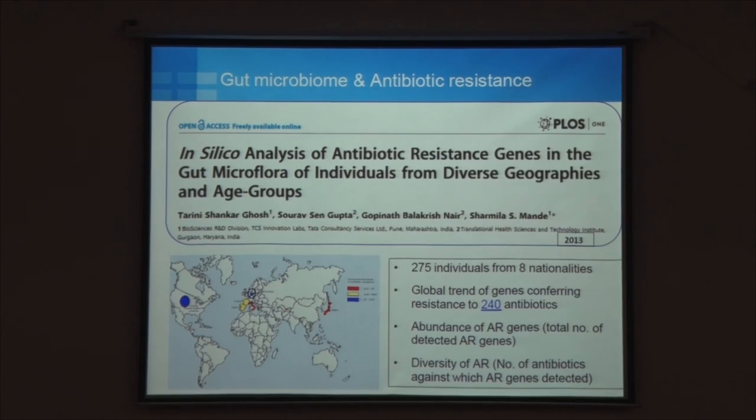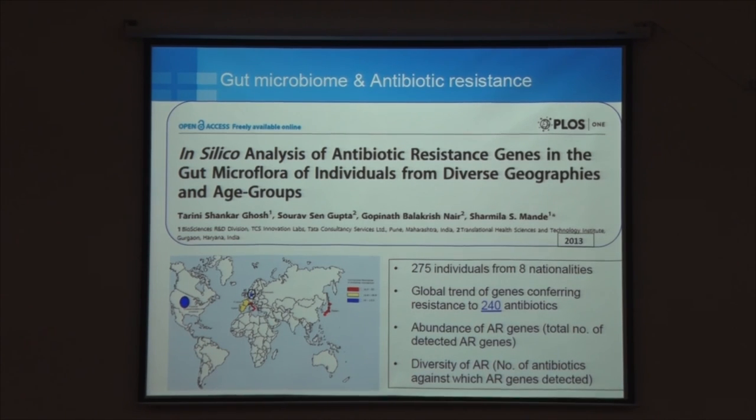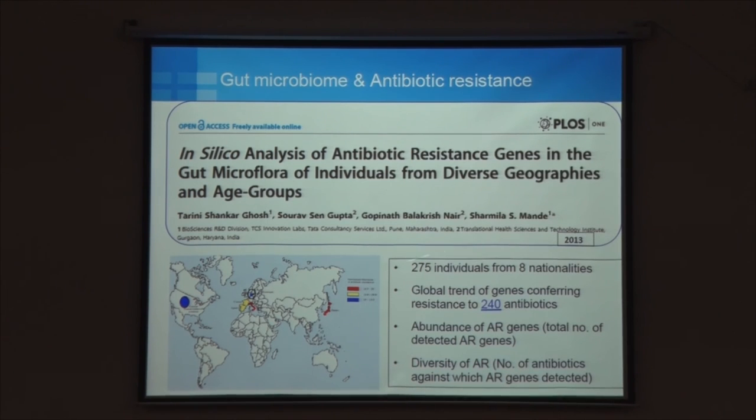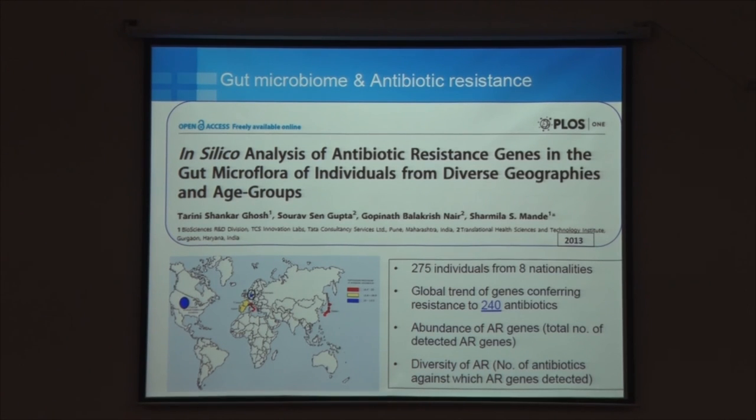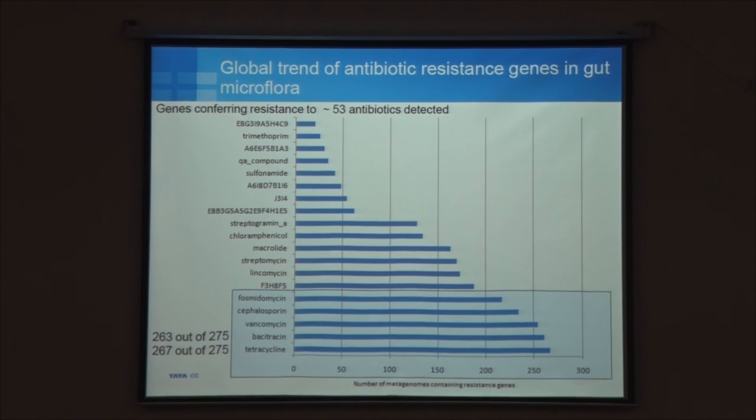So this one, I just want to highlight because this is really relevant, the antibiotic resistance when we talk about the adult gut. So here this was slightly old, so we had only 275 individuals which we could get. This was all publicly available data, and we looked into the resistance to 240 antibiotics, and then we looked into how many antibiotics they are resistant to, and what is the number of genes which harbor this. And this is the statistics which we got.